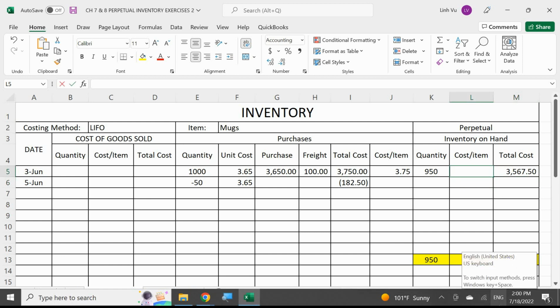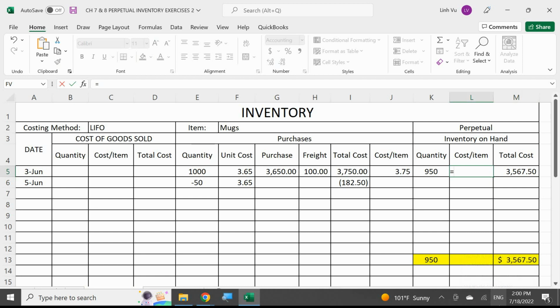Cost per item, because now I end up returning some of the items, right? So that means my original purchase price is no longer going to be $3,650. I returned $182.50, so I'm going to have a different amount of purchases plus my freight. So I need to divide my total cost by my new total quantity.